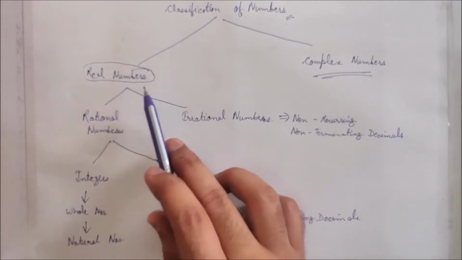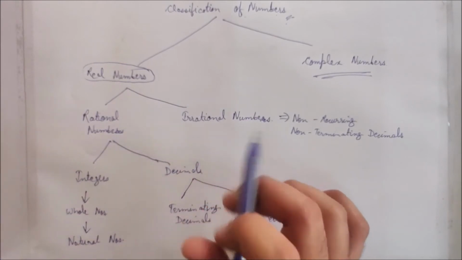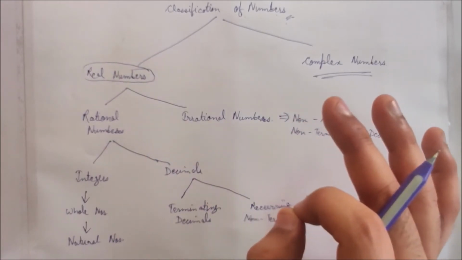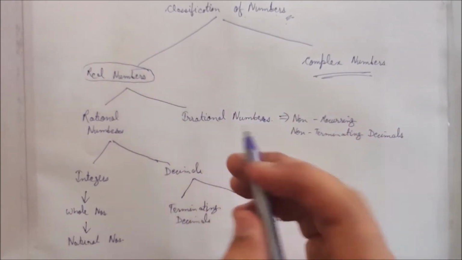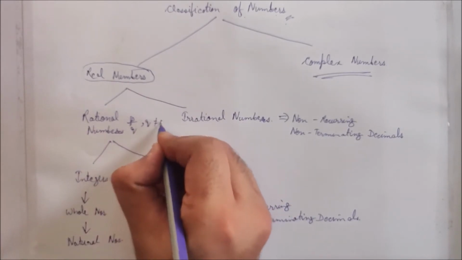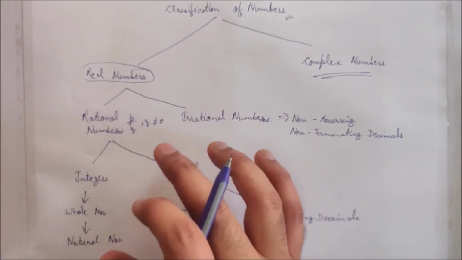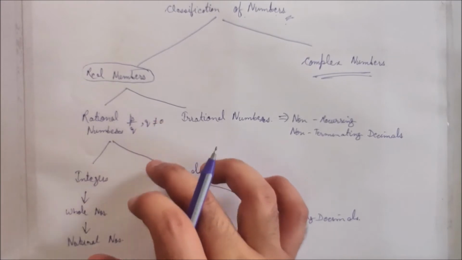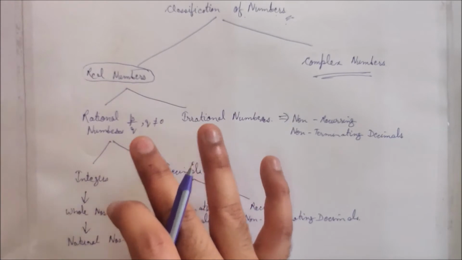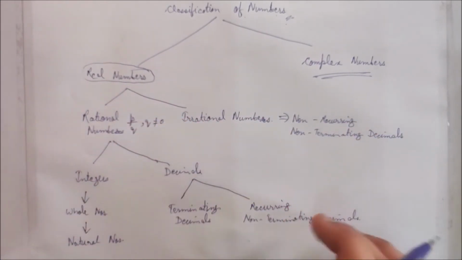Real numbers, as you can see, are divided into two parts: rational and irrational numbers. So what are rational and irrational numbers? A rational number is simply any number which can be denoted in the form of P by Q, where Q is not equal to 0. That is the easiest definition available for rational numbers. P by Q, where Q, that is the denominator, is not equal to 0. It's all rational numbers. Otherwise, it's an irrational number. I'll come to this, but let's focus on rational numbers first.